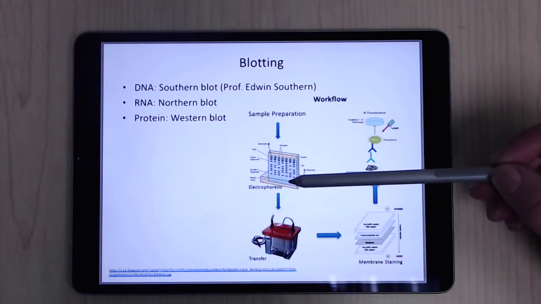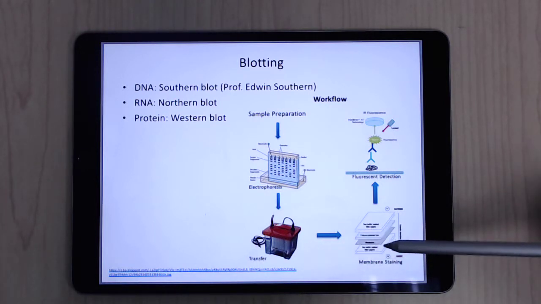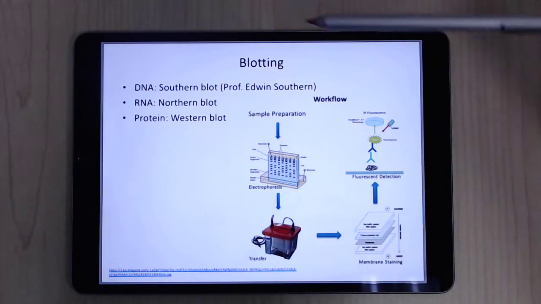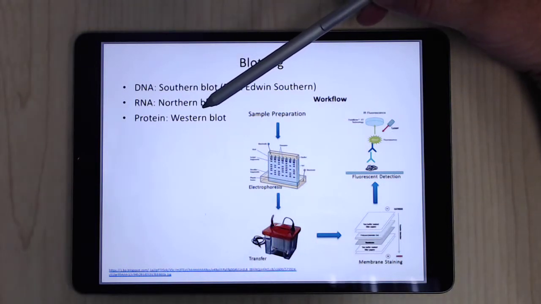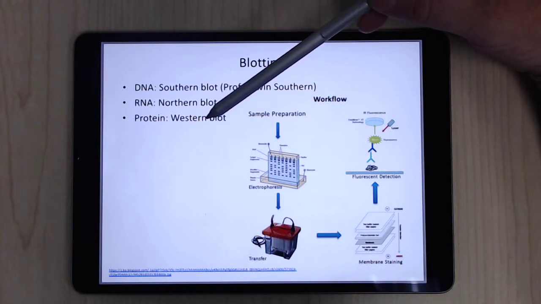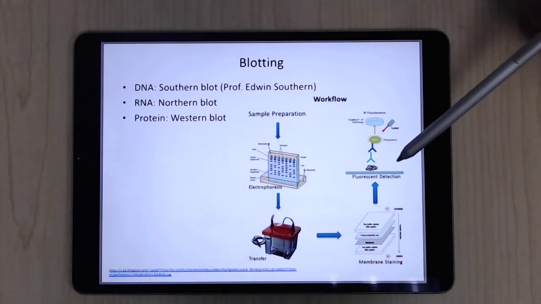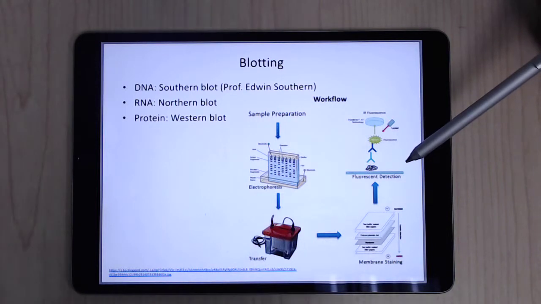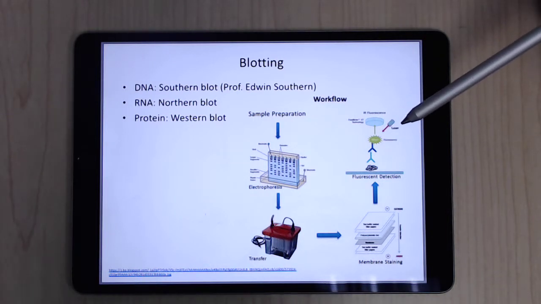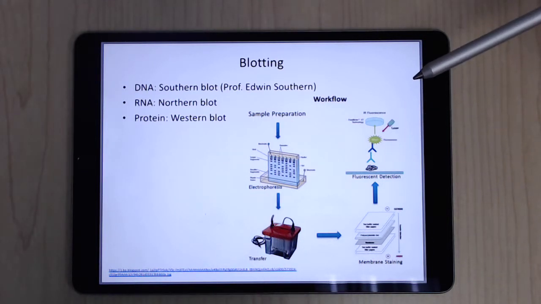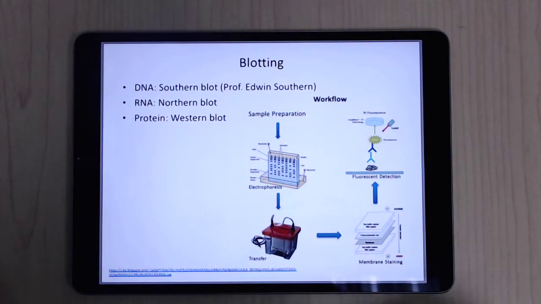You separate out your sample, the mixture, by size. You transfer it to a membrane. You then can come in and stain it. So with DNA, you can probe it with complementary DNA. You could also do it with RNA. Same thing with this, RNA probes, DNA probes. With proteins, you typically use antibodies that will bind very specifically to a particular protein, and then you can detect the presence of that antibody. Wherever that antibody goes, that's where your stuff is going to be. And so these things are very powerful, very sensitive, and it works really well.